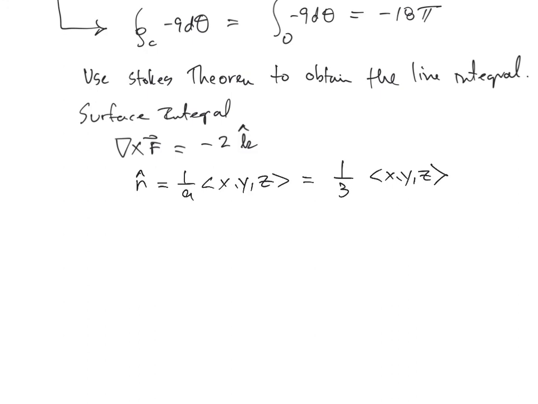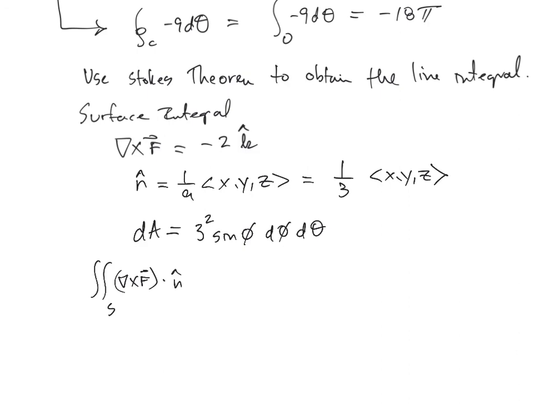Okay, and then n hat dA for our surface integral. Again, we look on our equation sheet for the final exam, and we see it's equal to a squared sine phi d theta. So a is 3, so 3 squared sine phi d theta is our dA for a spherical surface. So we've got everything we need for our surface integral. Okay, del cross F was negative 2 k hat. And I'm going to put the 3 under that from n hat.